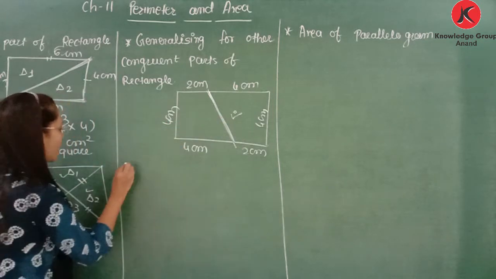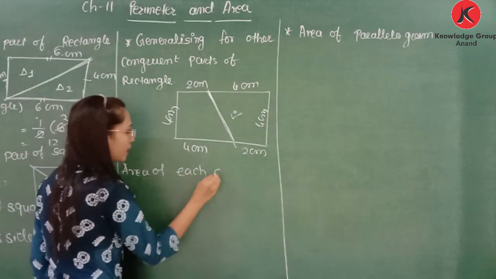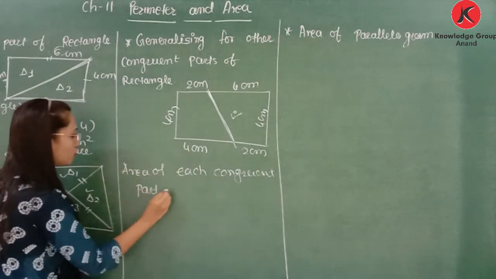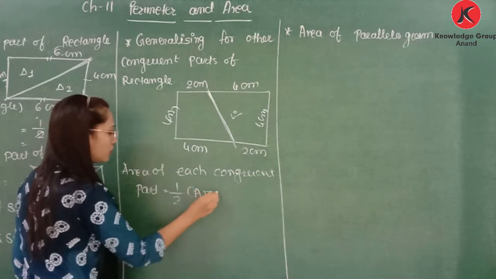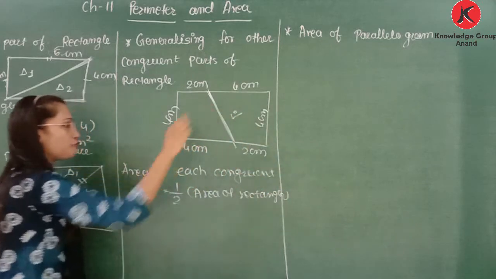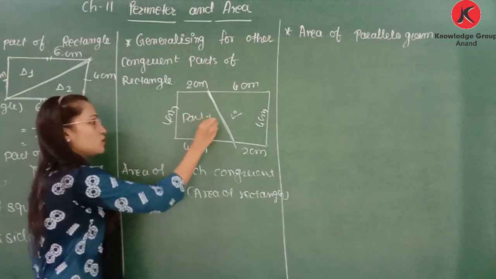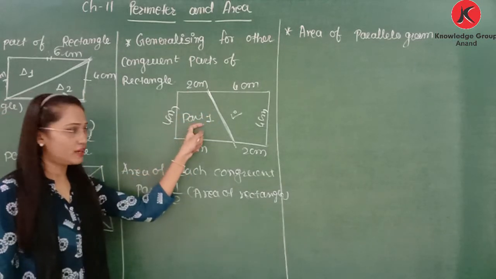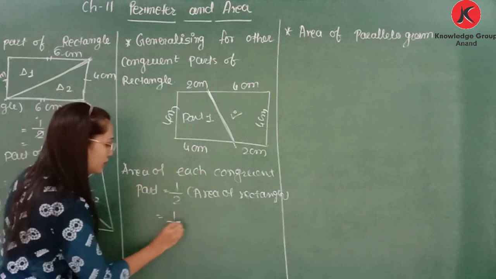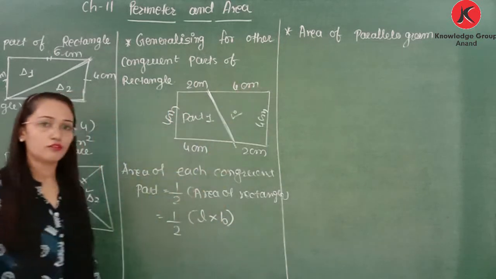So here we can write the area of each congruent part will be 1/2 area of the rectangle. If this kind of figure is given and you need to find the area of this part 1, you can find it by dividing the total area of the rectangle by 2. Why? Now what is the area of the rectangle? L into B. So what is the length? That is 2 plus 4, that is 6.